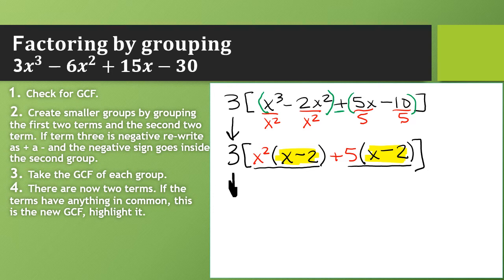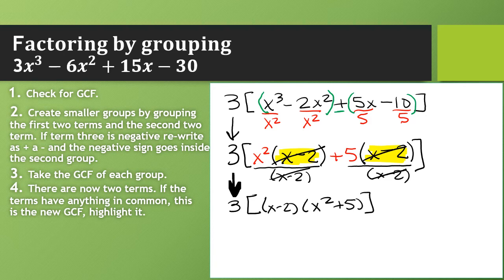So what's going to happen? I'm going to bring down this 3, just like I've been doing. And then I'm going to GCF out my greatest common factor. So I'm going to take my greatest common factor, x minus 2, and divide each side by x minus 2. So if I look at this first term, these terms reduce to 1 and leave me with an x squared. These 2 terms reduce to 1 and leave me with a plus 5. At this point, this is your final answer.